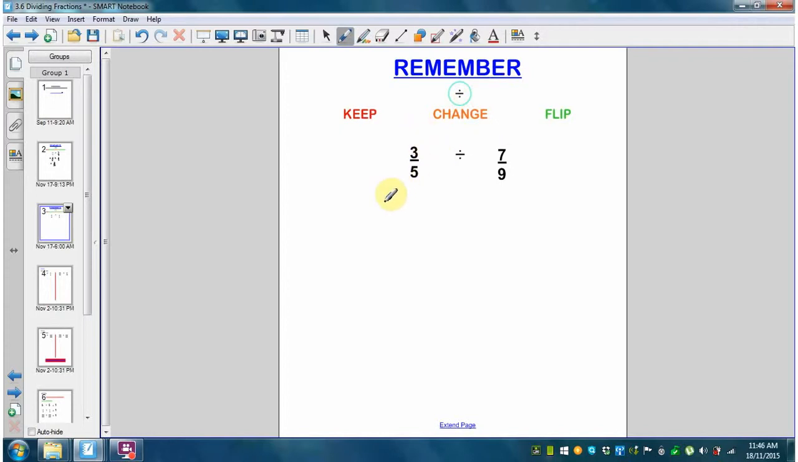We keep our first fraction, 3 over 5. Change our sign to multiplication. And we flip our second fraction. So 7 over 9 becomes 9 over 7. Okay, so you can see that this is the same method we've been doing, except instead of a whole number and writing it over 1, we already have the fraction given to us. Okay, so we're going to multiply this out now.